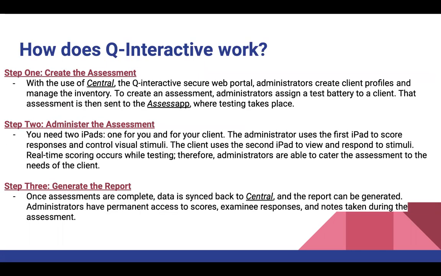So how does Q Interactive work? There are 3 steps involved with Q Interactive. The first step is creating the assessment. By using Central, which is the Q Interactive secure web portal, administrators create client profiles and manage the inventory. To create an assessment, administrators assign a test battery to a client. That assessment is then sent to the Assess app, where testing takes place.